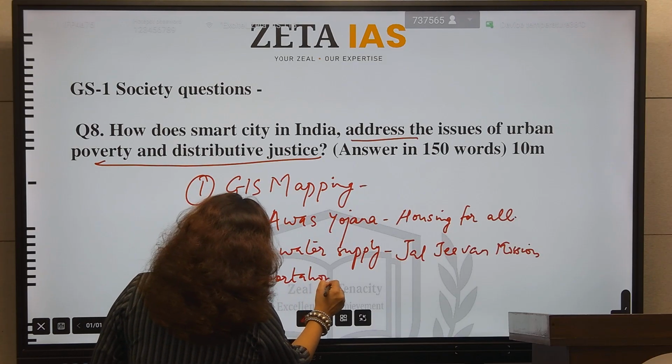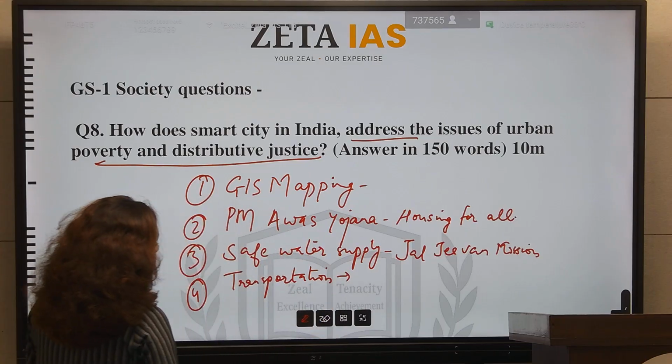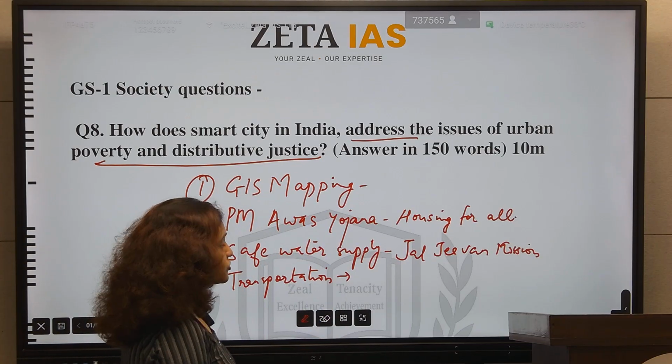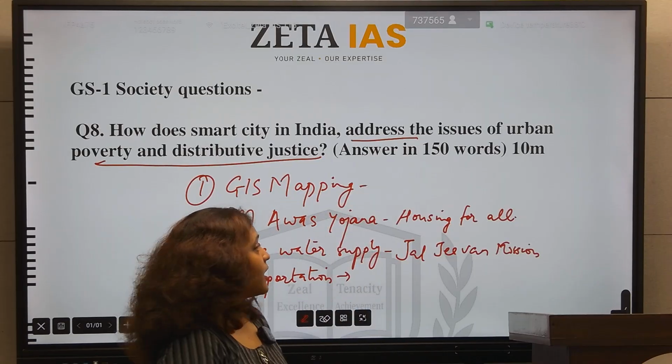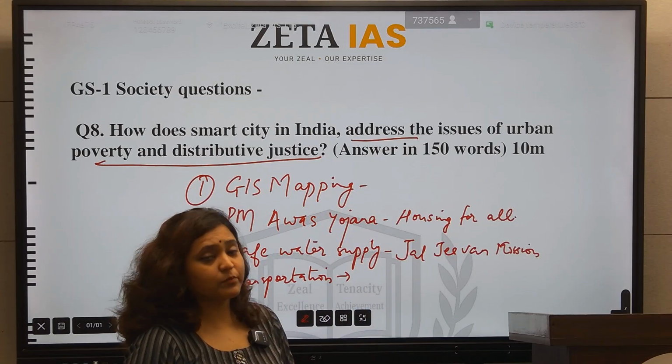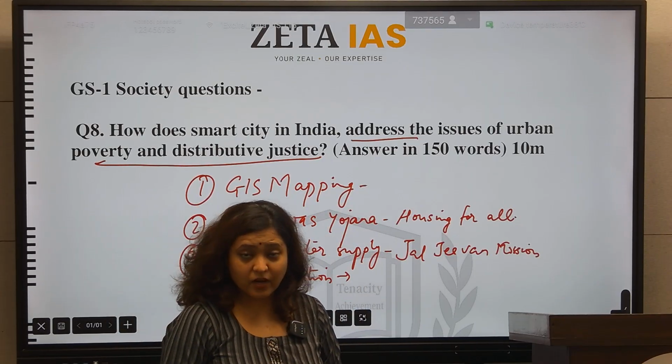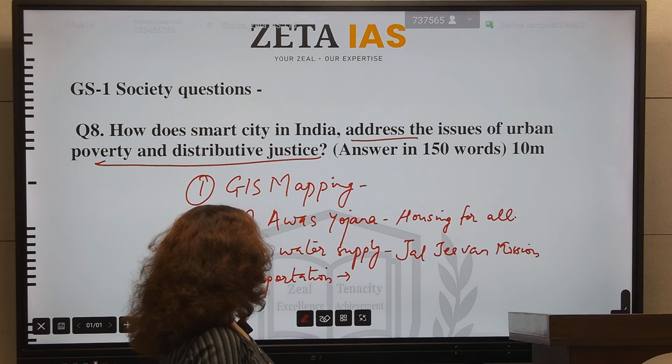Fourth is transportation. Smart city has been instrumental in bringing metros to many cities, and electric buses are being run, which are AC air conditioned. So this is also helping them.